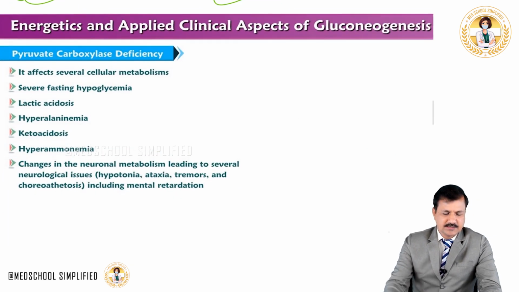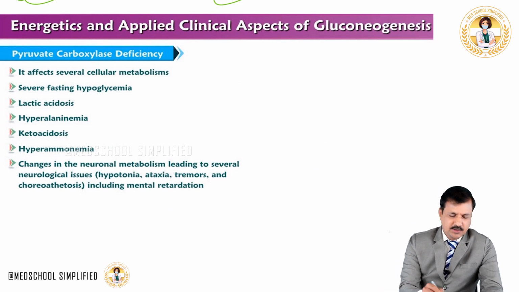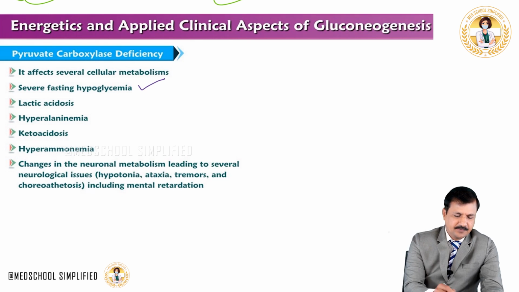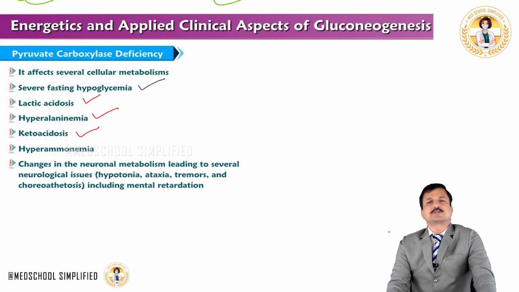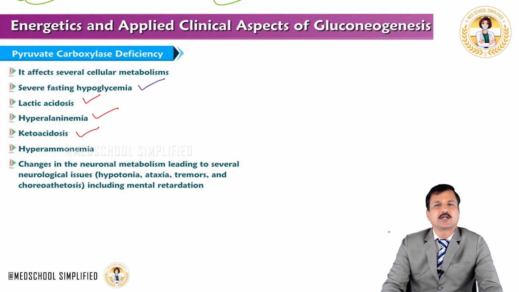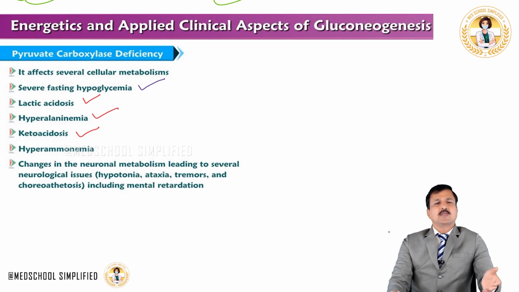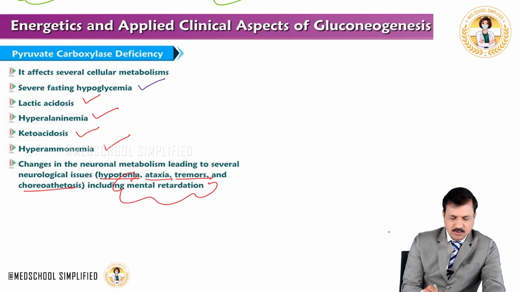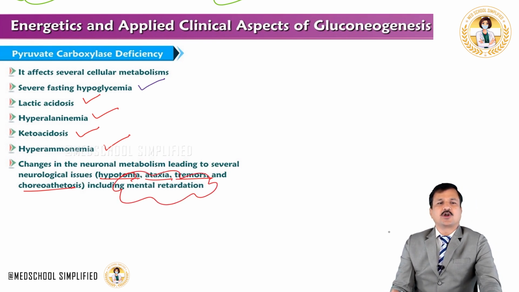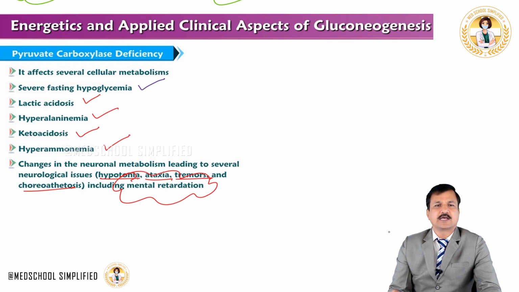Now here are the signs of pyruvate carboxylase deficiency, especially the laboratory signs mentioned here. So severe fasting hypoglycemia, lactic acidosis, hyperalaninemia, even ketoacidosis, because some of the pyruvate is converted into acetyl-CoA, and that will go towards ketone body formation, hyperammonemia, and changes in the neuronal metabolism leading to several neurological issues like hypotonia, ataxia, tremors, choreoathetosis, and also mental retardation. So these are all the signs of pyruvate carboxylase enzyme deficiency.